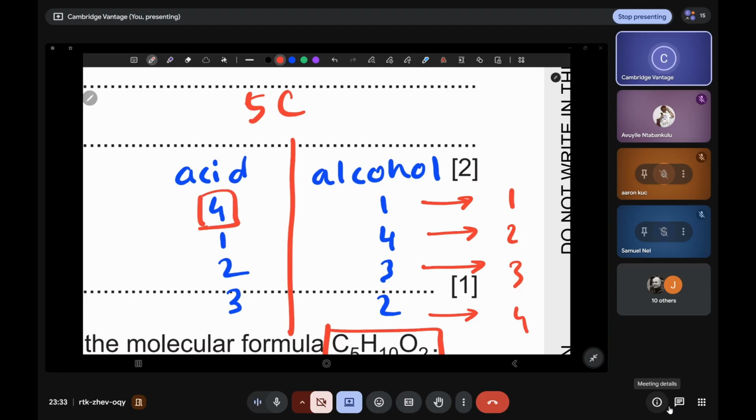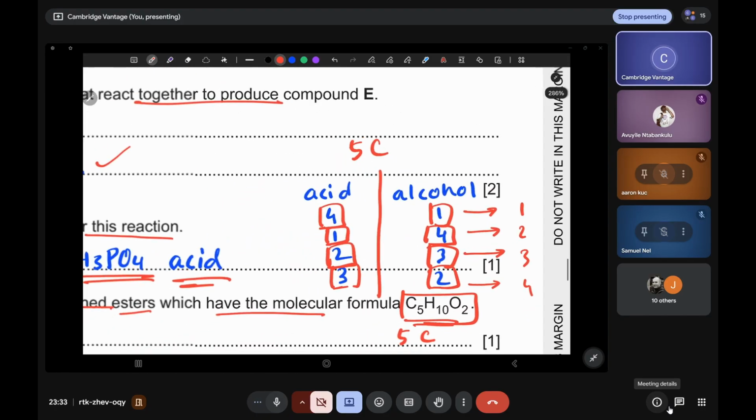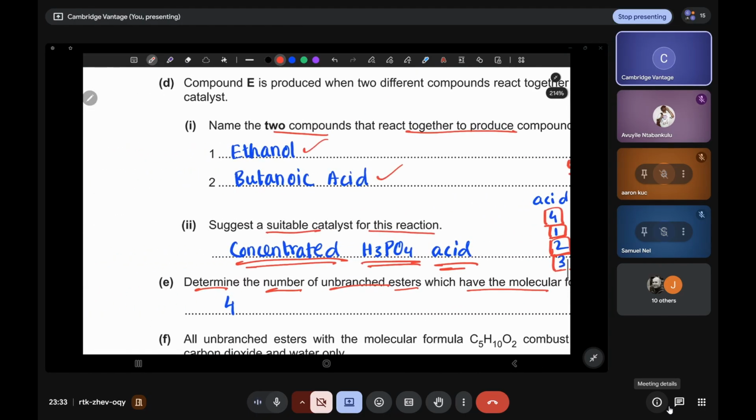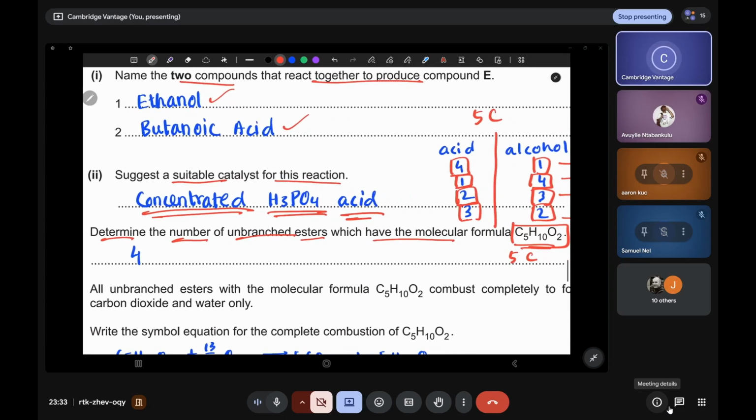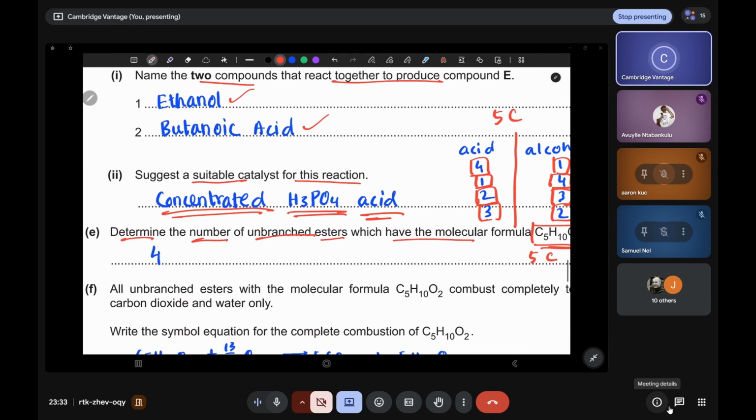So I give 4 to the acid, 1 to the alcohol, and then I can do the other way around. I give 1 to the acid, 4 to the alcohol, and then I can start increasing the number of carbon on one side. So 2 for acid, 3 for alcohol, and lastly 3 for acid, 2 for alcohol. And if you check, there is no other combination that you could distribute the number of carbon atoms. So we say that there are 4 unbranched esters that could have the molecular formula C5H10O2.